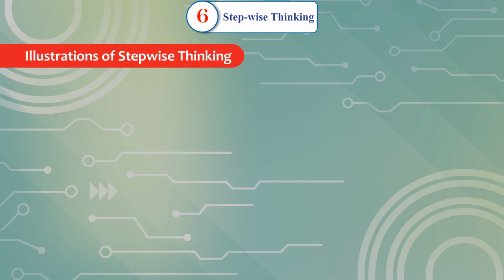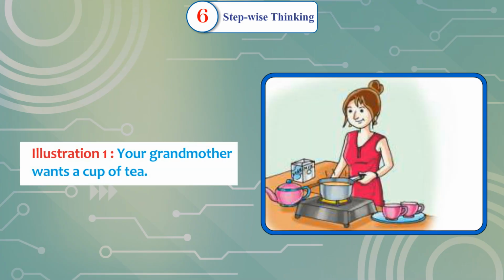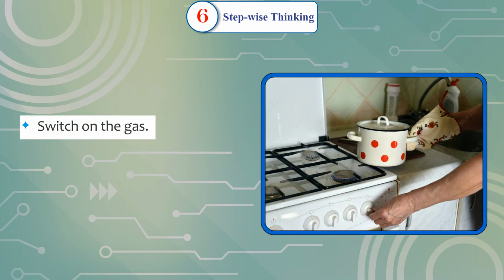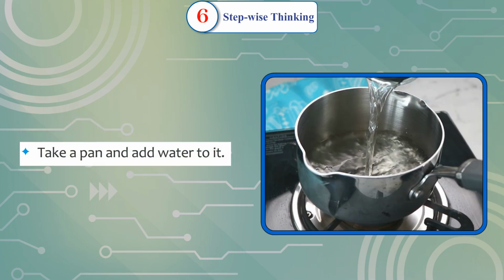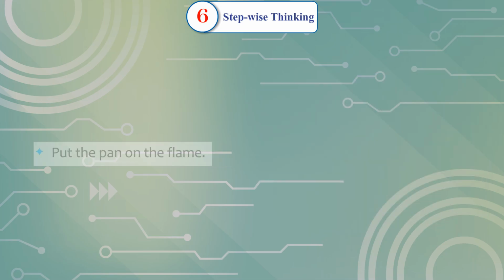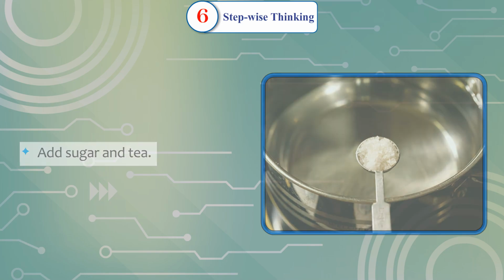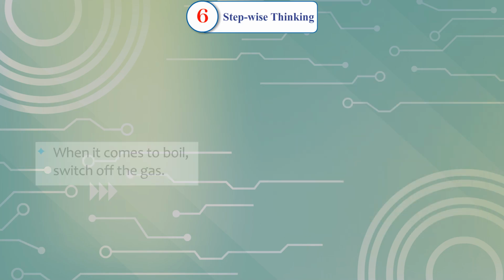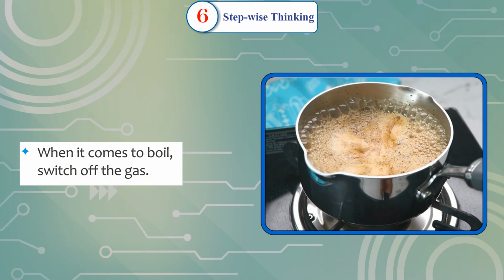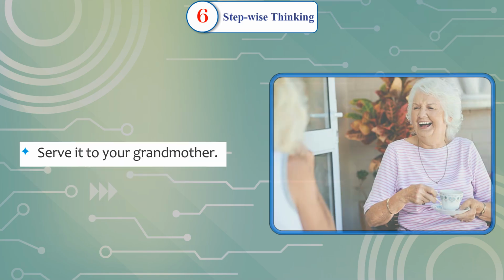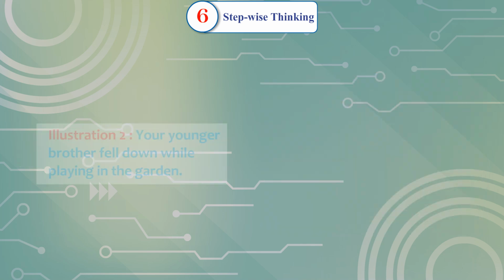Illustrations of stepwise thinking. Illustration 1. Your grandmother wants a cup of tea. Write down the steps to make tea with the help of your mother. Switch on the gas. Take a pan and add water to it. Put the pan on the flame. Add sugar and tea. Then add milk. When it comes to boil, switch off the gas. Pour the tea into the cup. Serve it to your grandmother.